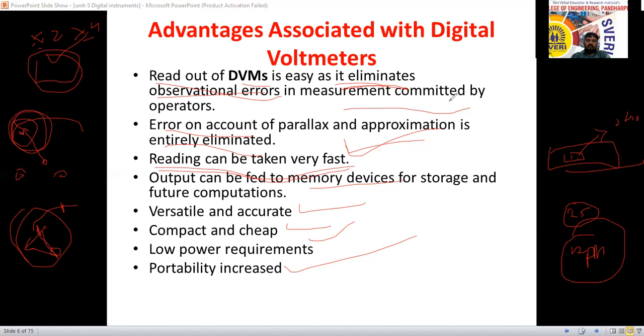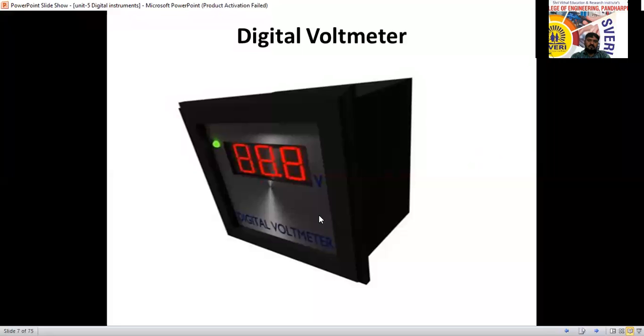Next we'll go for the next topic, that is called the digital voltmeter. See the digital voltmeter, it is showing some values here. This is the digital voltmeter. It is going to show the value in digital form, not in analog. There is no scale and there is no pointer, no indication. So directly it is showing the value.